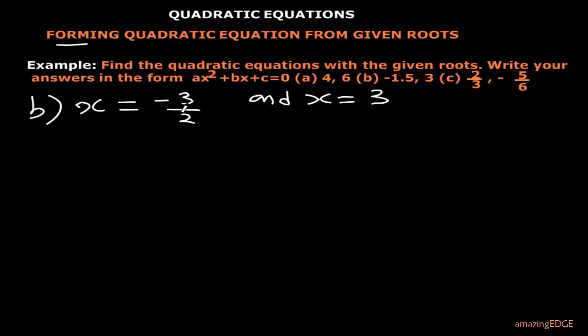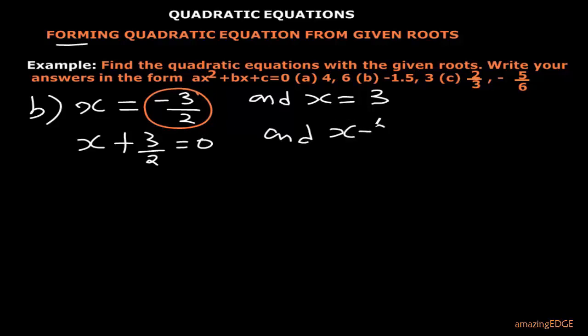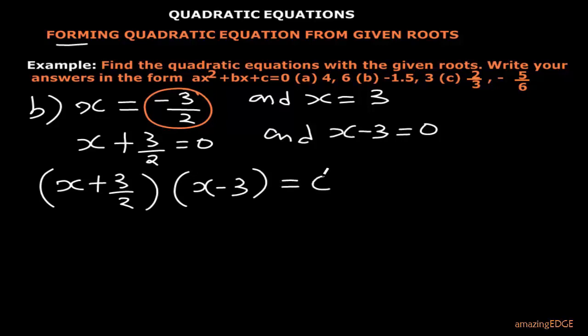So what it means is that if you bring minus 3 over 2 to the left hand side, it becomes plus. So here will be x plus 3 over 2, and you still have 0. Then here, when 3 is coming over, it becomes negative, so here becomes x minus 3 equals 0. So that we can now combine them. So here you now have x plus 3 over 2 in brackets times x minus 3, and this will give us 0. So we open up. Here we have x times x to be x squared.